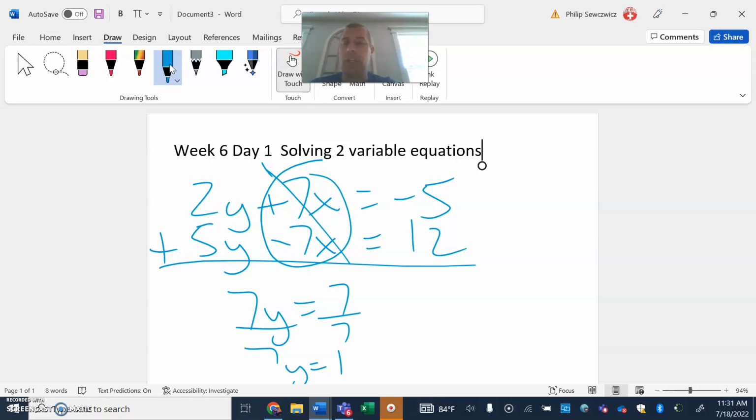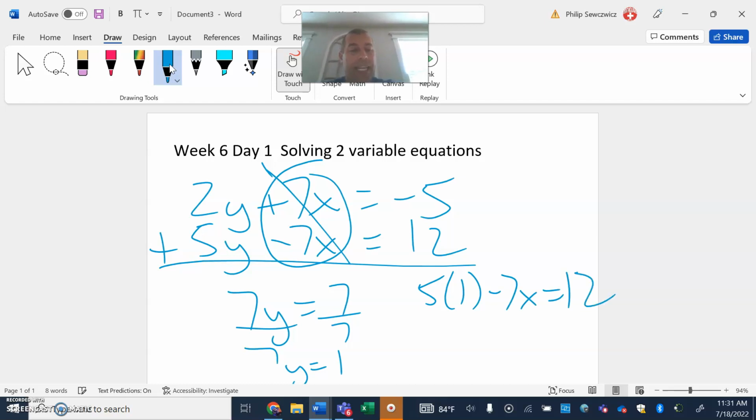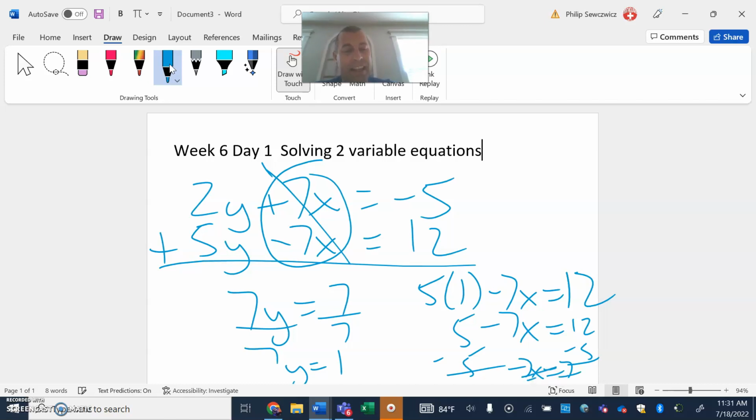So all we do is go back into one of the original equations. It doesn't matter which one we grab, top one, bottom one. I'll use the bottom one. It doesn't make a difference, like I said. So it's 5 times 1. We'll substitute the 1 in for my y. And this allows me to solve for x now because I've only got one variable there. So 5 minus 7x equals 12. Let's subtract 5 from both sides. Negative 7x equals 7. Divide both sides by negative 7, and we get ourselves x equals negative 1.